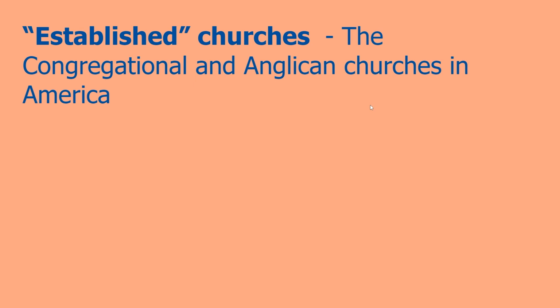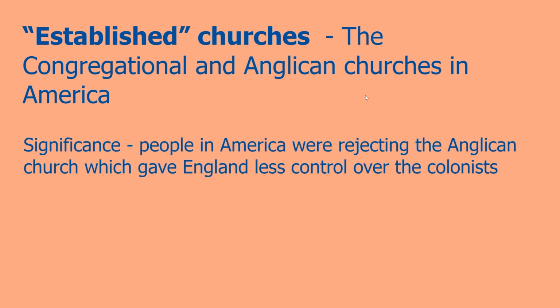Established churches were Congregational and Anglican churches in America, churches basically with influence from the British. And people in America rejected these churches, which gave England less control over the colonists, because they're already losing control and trying to, of course, gain it back economically, and now they were losing religious control as well.